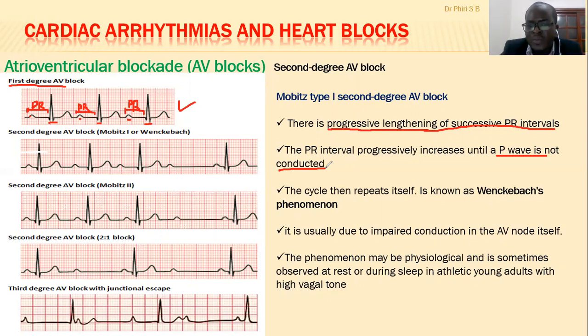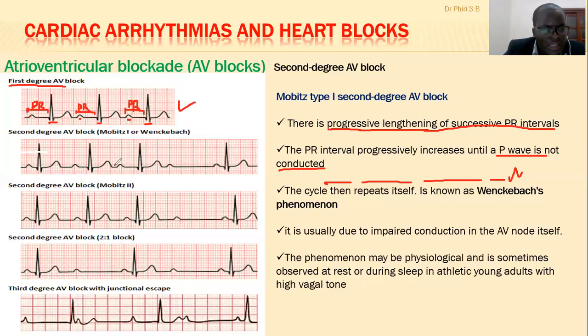So the cycle repeats itself and is referred to as the Wenckebach phenomenon. The Wenckebach phenomenon is whereby you have progressive prolongation of PR interval, and then you have a P wave that is not associated with a QRS complex. Then you have Mobitz type 1 second degree AV block. So the main thing that you need to note here is progressive lengthening of successive PR intervals.